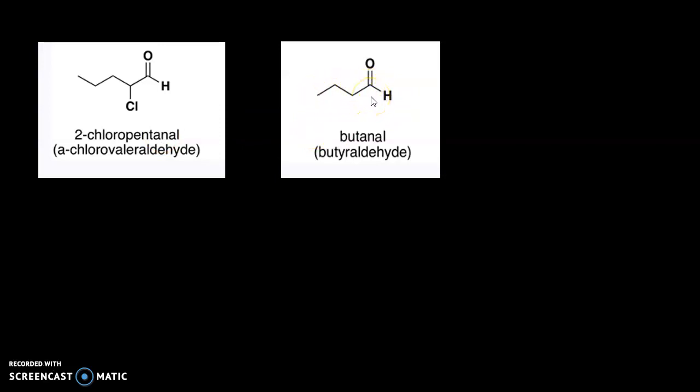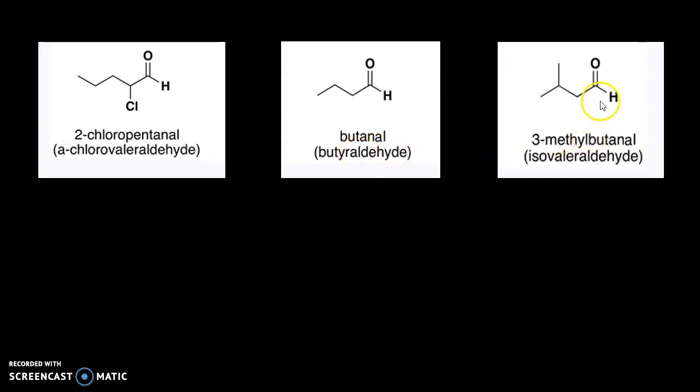Now similarly, see this compound, 1, 2, 3, 4. That means 4 carbons are there, so the parent alkane is butane, and the E of butane is replaced by AL, so it becomes butanal. Butyraldehyde is the common name, it is not an IUPAC name.